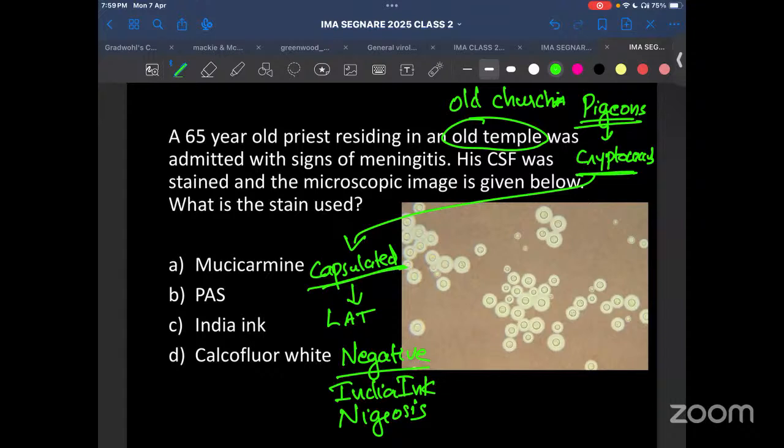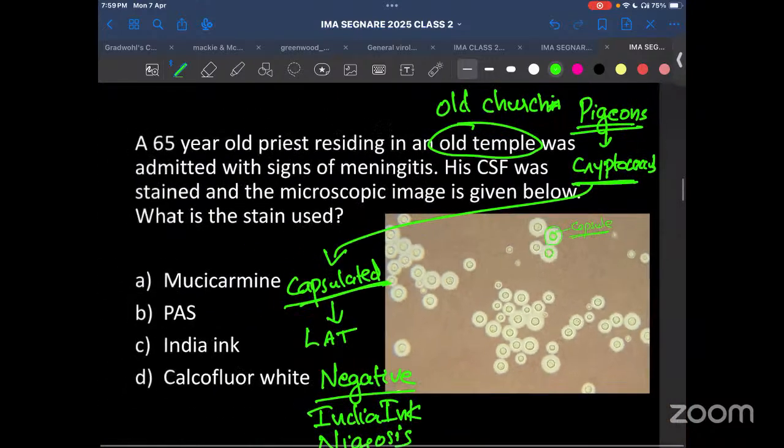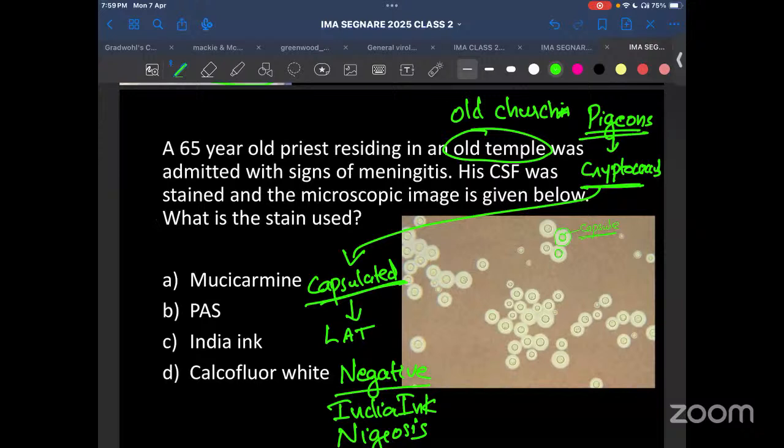And what is there in this picture? See the center. This is the organism. This is a round yeast. So round yeast of Cryptococcus, and you see a clear, non-stained area around the yeast. This is the capsule. So capsulated yeast causing meningitis. It is Cryptococcus neoformans. Okay, so that is the answer.